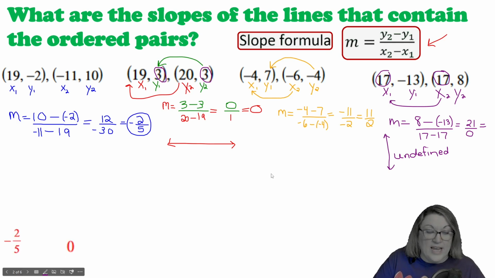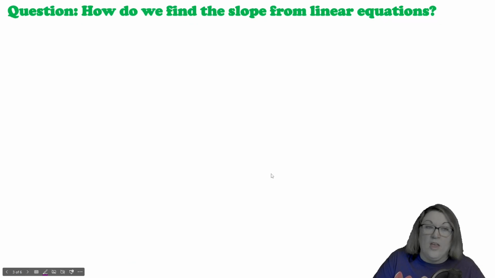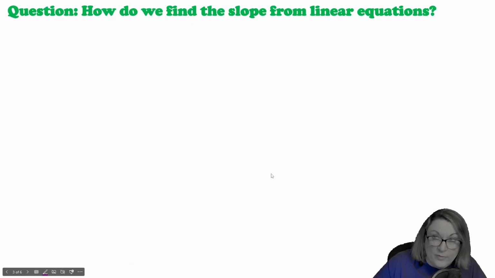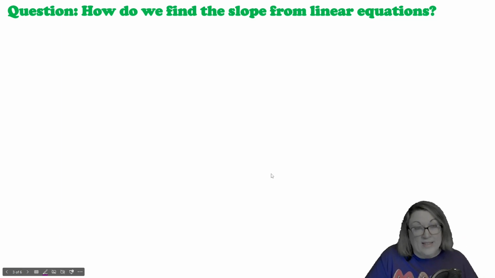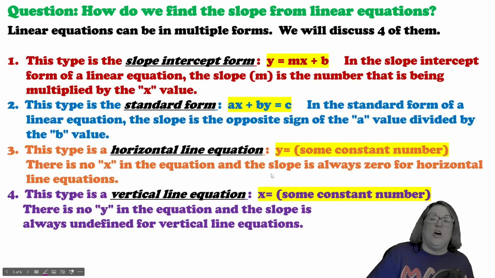All right, so here are the answers. Let's check ourselves. We have -2/5, 0, 11 halves, and undefined. So we did them right. Okay, question: how do we find the slope from linear equations? We're going to talk about this in another video further on, but I just want to talk about the different types of equations first.